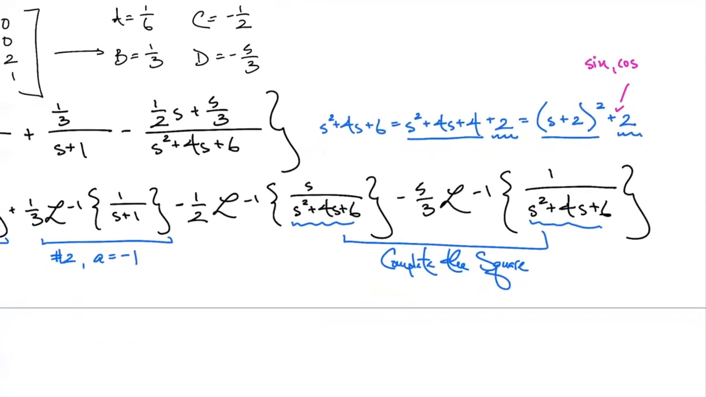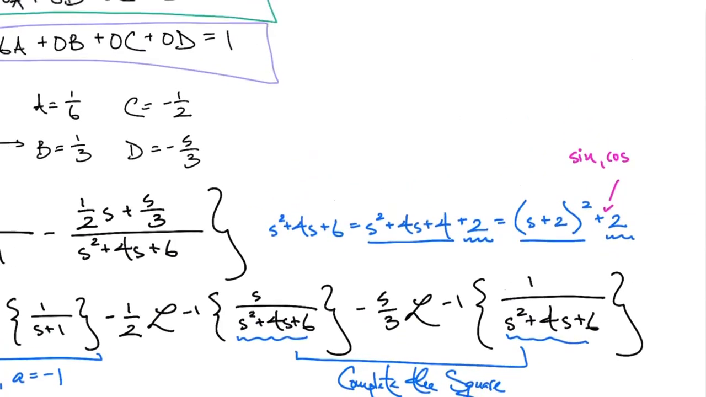All right, let's do one last thing for ourselves, knowing that we're writing as s plus 2 squared plus 2, and that we're going to use line 19 and 20. Tell me what the a value is. Tell me what the b value is. They're both 2, right?